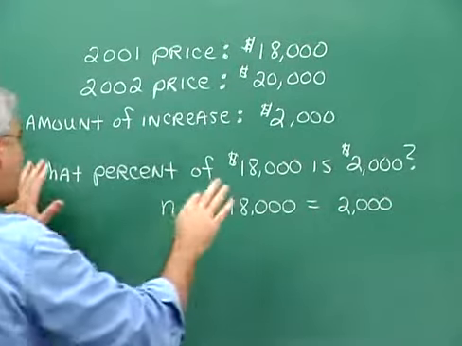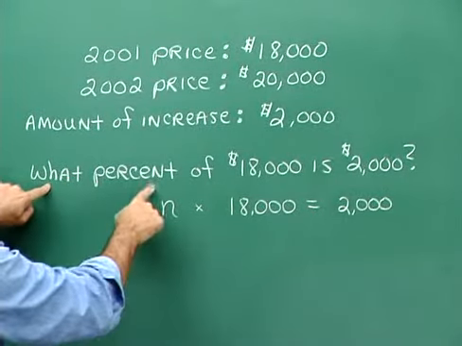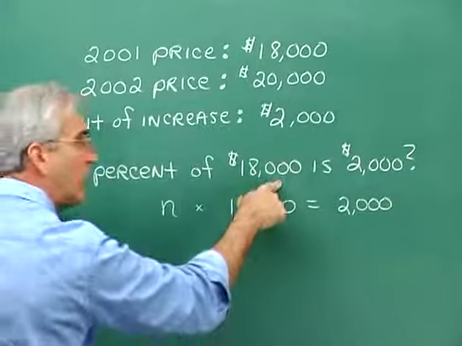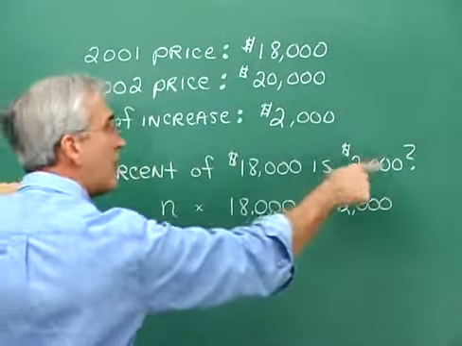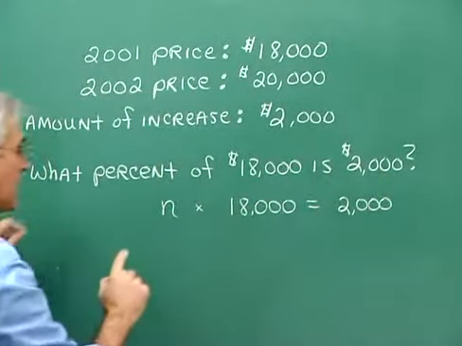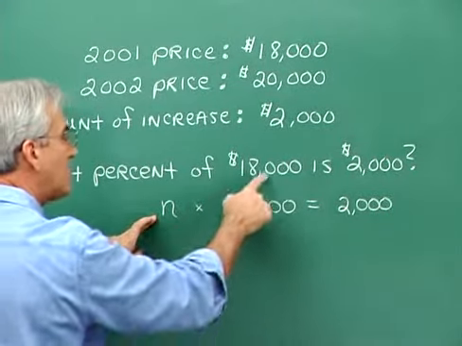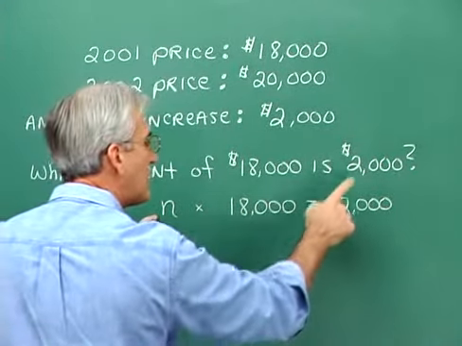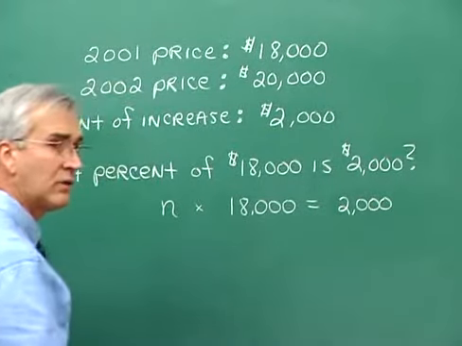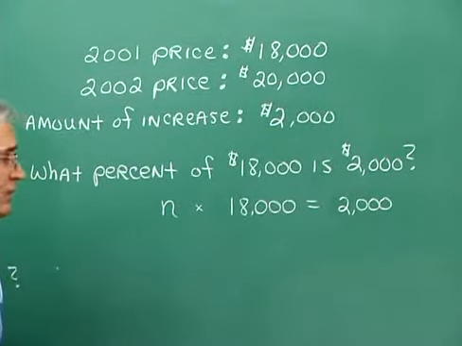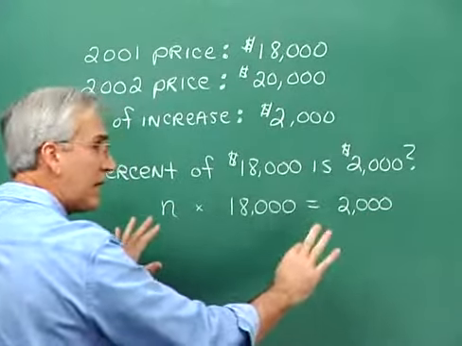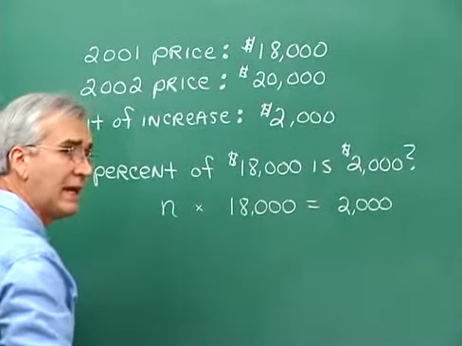Now, here's what we're thinking. What percent of the original price is the amount of the increase? That's how we fill in here. And what percent? Well, it's n percent. Of means times. 18,000 is means equals, and then 2,000. And we go through and solve this. Recall that what we would do from here is divide on both sides by 18,000.